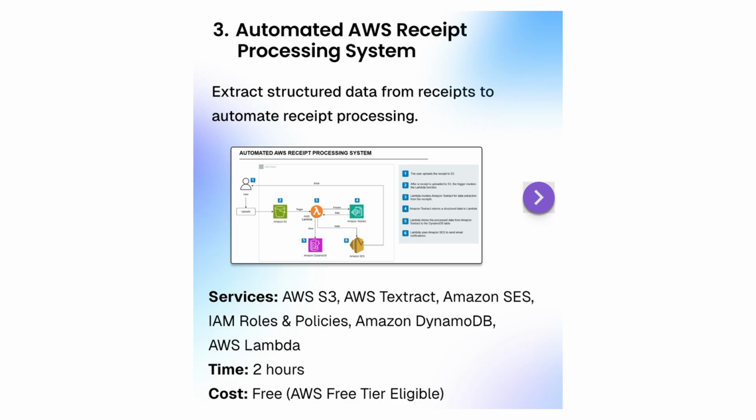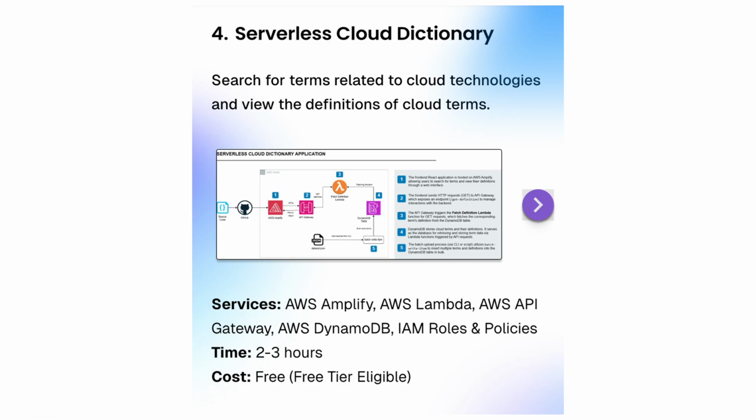Moving to the next project, a serverless cloud dictionary. Here we'll be building a serverless dictionary to search for cloud related terms and view the definitions instantly. We'll be using AWS Amplify for the front end, and Lambda, API Gateway, and DynamoDB for the backend. The time investment is about 2 to 3 hours, and the cost is free tier eligible. This is a great portfolio piece to show off your serverless chops.